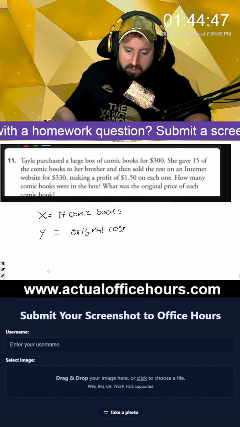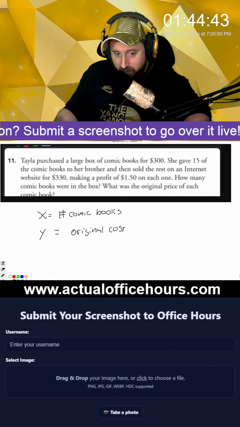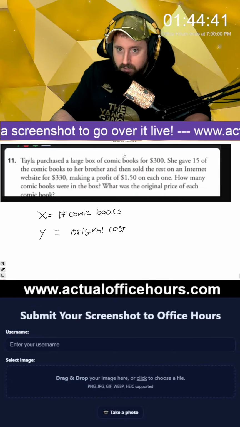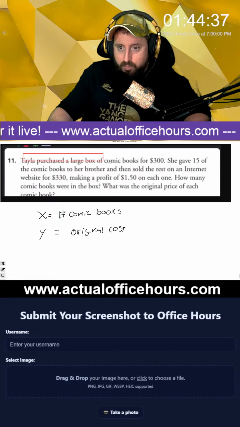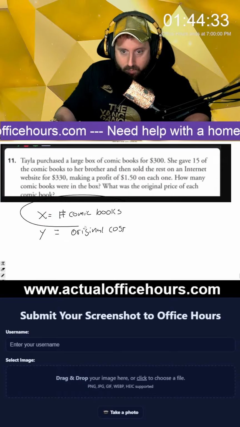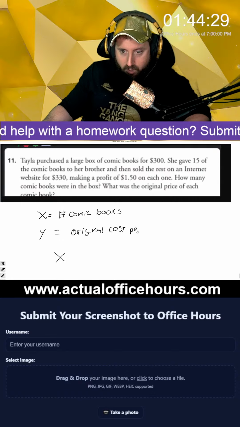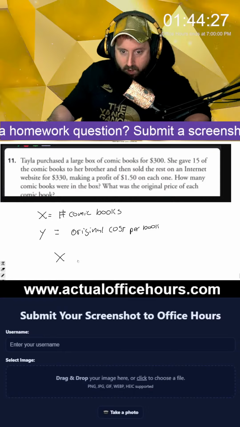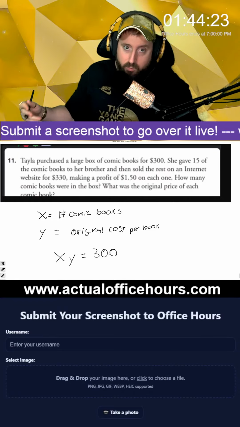Okay, so we're gonna look at each sentence here and create an algebraic expression from it, which means we're gonna use math to express the things. Okay, so she purchased a large box of comic books for $300. So that means the number of comic books times the cost per book, X times Y, has to equal $300, right? That's originally what she paid for it.